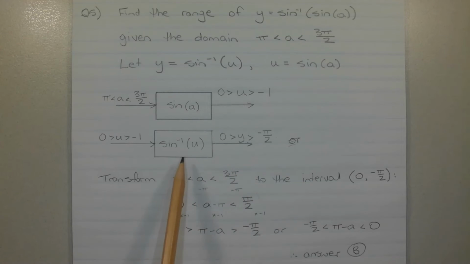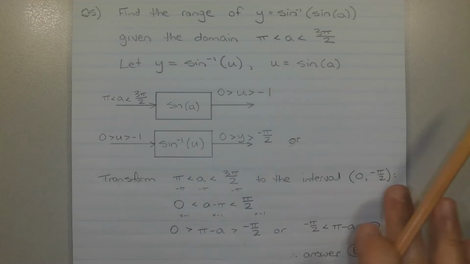So let's concentrate on this inequality here. We have A is greater than pi, less than 3 pi over 2, and we want it to look like this inequality here. The first thing we can do to transform it is to subtract pi from all three terms of this inequality. So pi minus pi is 0, A minus pi is A minus pi, and 3 pi over 2 minus pi is pi over 2.